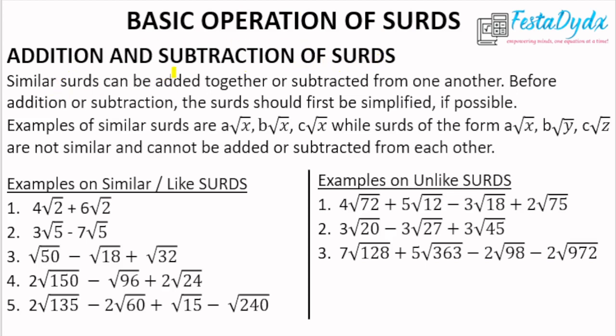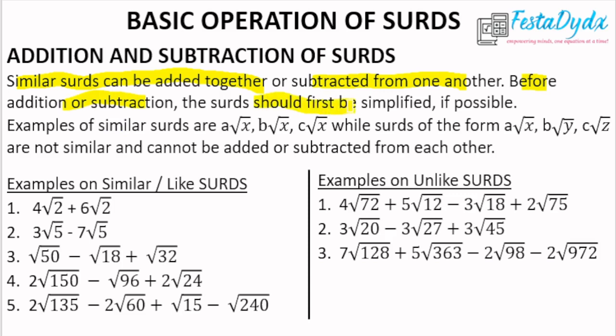Now, before we go into the examples we have in this class, let's take note of some points that will guide us. Similar surd can be added together or subtracted from each other. So before we can add surds together or subtract them from each other, we must ensure that they are similar. So before addition or subtraction, the surd should first be simplified.